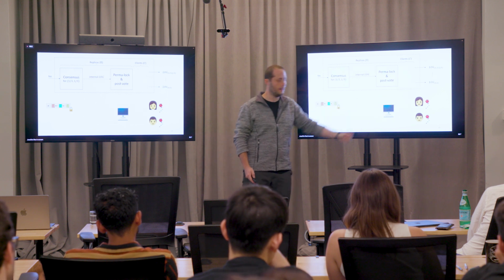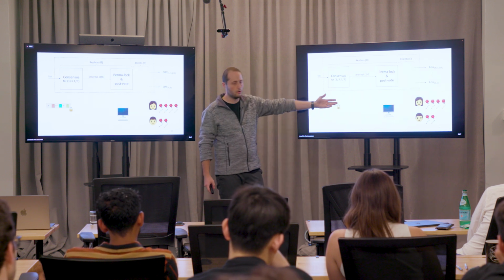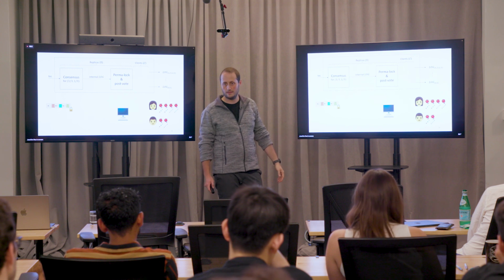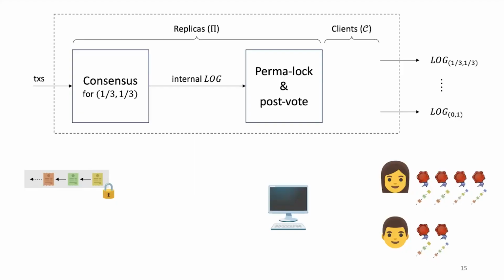So Alice and Bob collect these post votes from our replica, but also from some other replicas. And then once they have enough of these post votes, they have their client local quorum, right? So they choose their quorum in such a way that liveness is satisfied and consistency is satisfied.